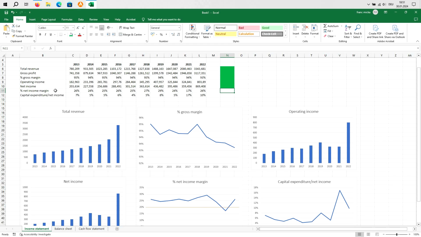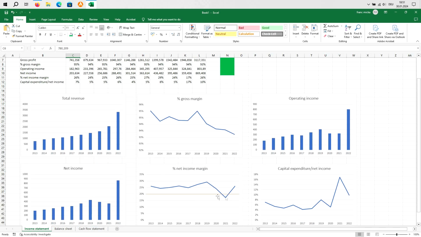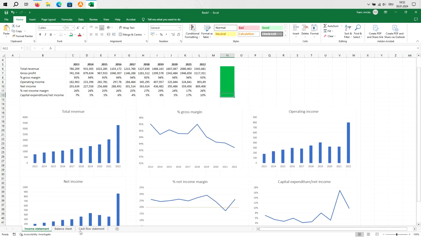And then net income margin is net income divided by total revenue, and you want it to be more than 20%, which is marked here with orange. And as we can see, this company is good, except here in 2021 where something probably happened, but for that we need to take a look at the annual report, and I will make a video on how to analyze that as well, so don't worry. And in terms of capital expenditure and net income, we can see that this percentage, this ratio is growing, which is okay as well.